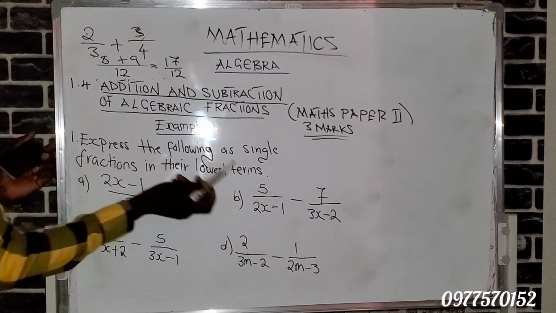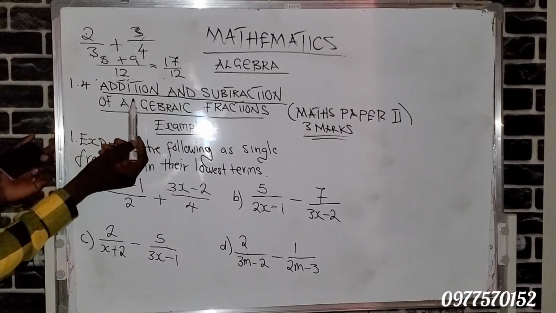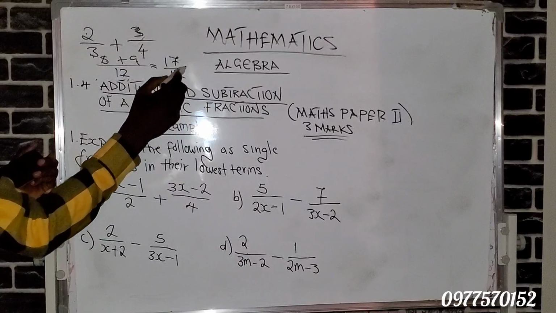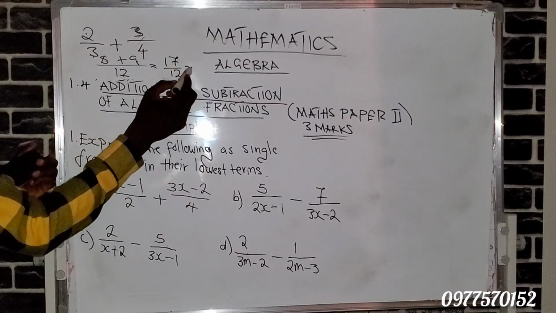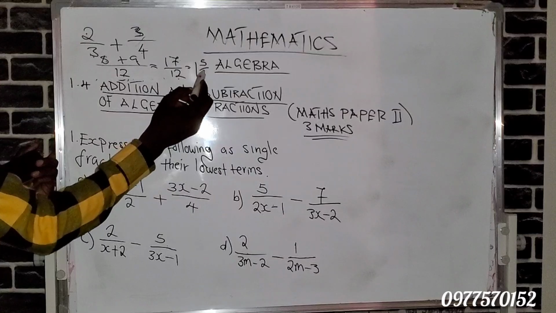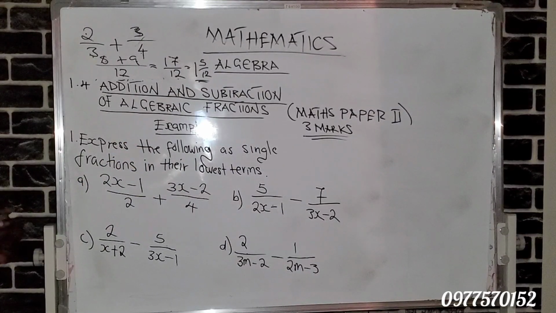Now, in lowest terms, we check if any number can go into 17 and 12. The numerator here is bigger than the denominator, so we can divide it. 12 into 17 gives 1, remainder 5, so 1 and 5 over 12. Are we together? Yes. So that is the answer.